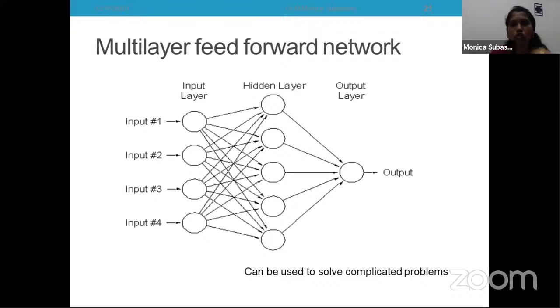And maybe you have experience in working with MATLAB. As a user, we have to define the number of hidden layers or hidden neurons. Sorry, here we do have one hidden layer and multiple neurons are available. So how many neurons you have to define?